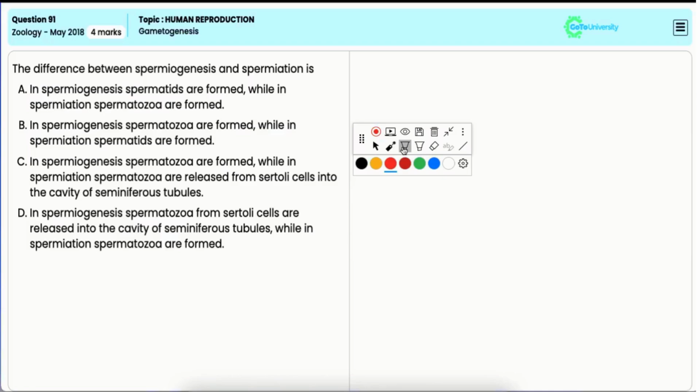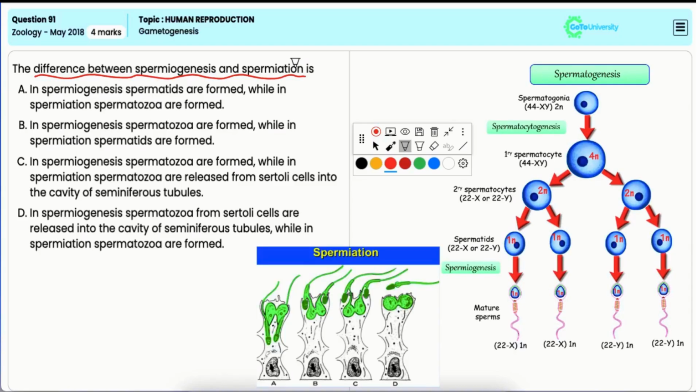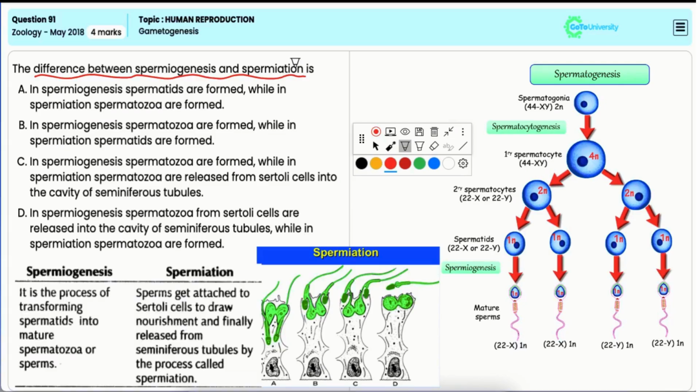In this question, you have to choose the correct option that represents the difference between spermiogenesis and spermiation. Option A. In spermiogenesis, spermatids are formed, while in spermiation, spermatozoa are formed. Now, this option is incorrect because this option reverses the process.